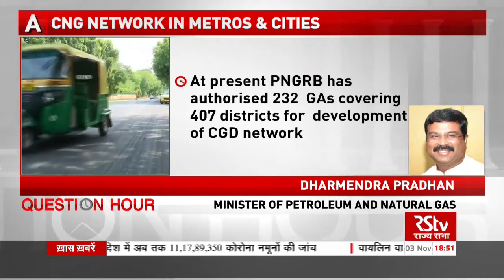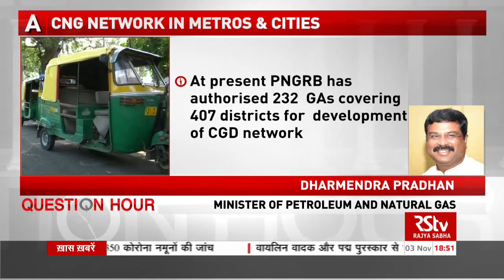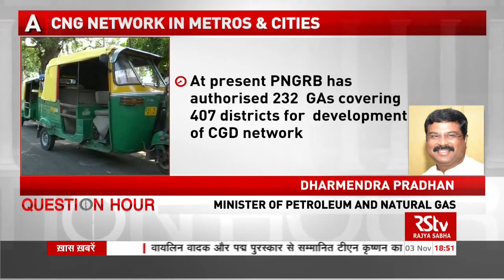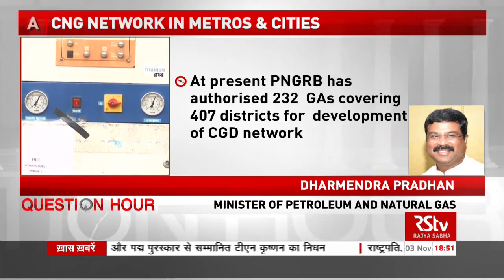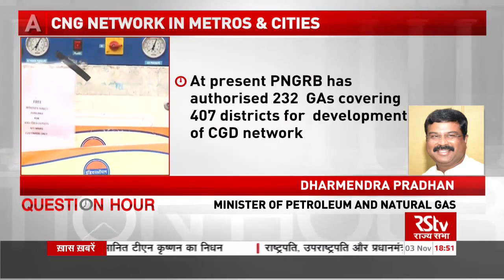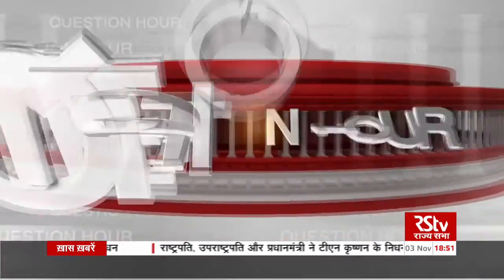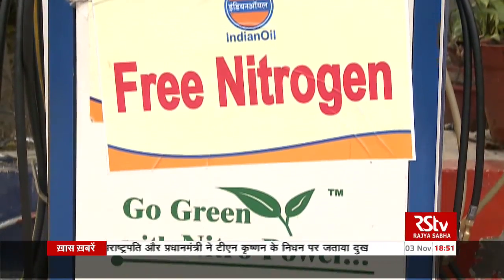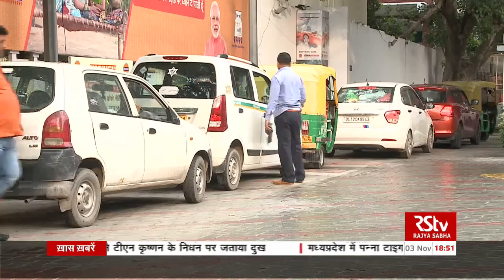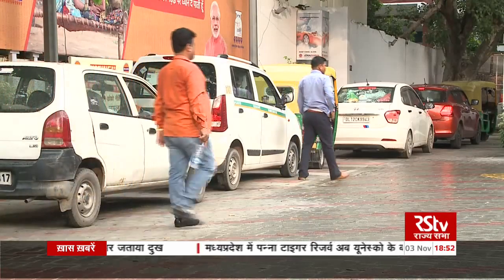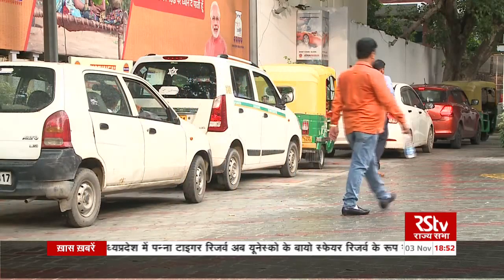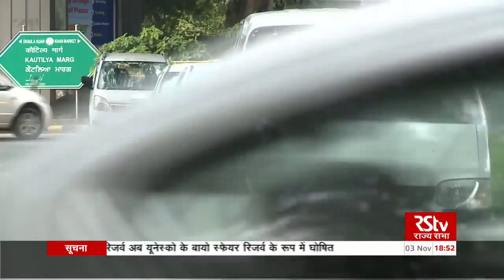PNGRB identifies the GAs for development of CGD network depending on natural gas pipeline connectivity, natural gas availability and techno-commercial feasibility. At present, PNGRB has authorized 232 GAs, or geographical areas, covering 407 districts for development of CGD network across the country.